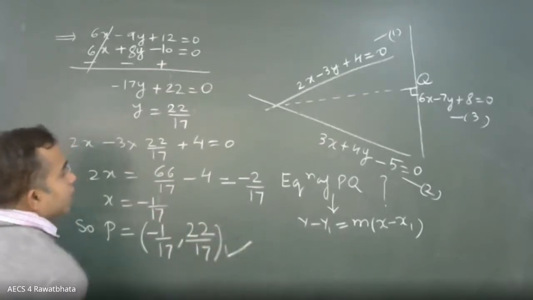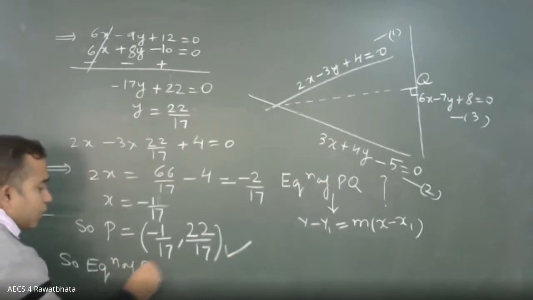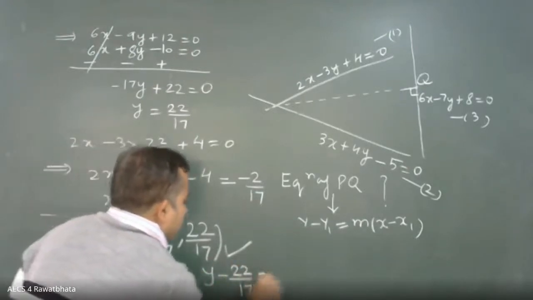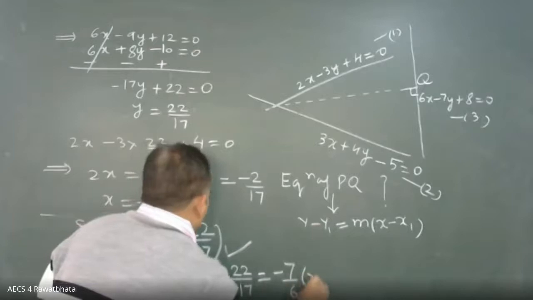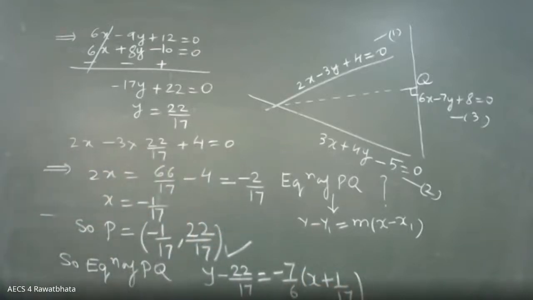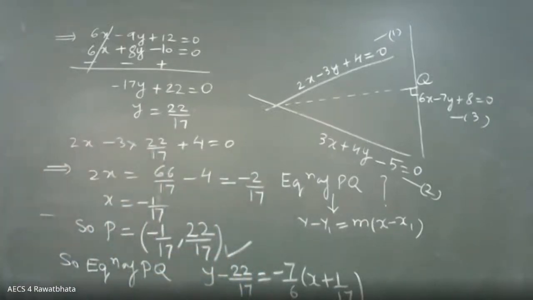Now P is ready. Slope was ready. So the equation of PQ. What was the slope, students? Minus 7 by 6. Minus 7 by 6. So y minus y1 equals m into x minus x1. Now give a simplification and we are almost done. So how to simplify it? Shall I multiply with 17 throughout the equation? I hope it should work.